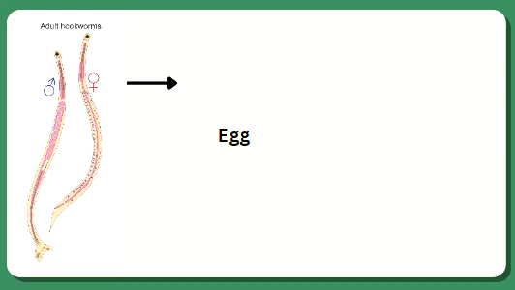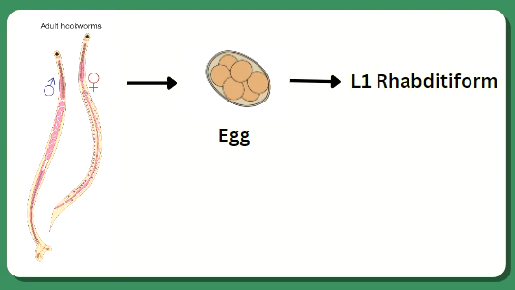A gravid female of Ancylostoma duodenale can lay 10,000 to 25,000 eggs per day, whereas that of Necator americanus can lay 5,000 to 10,000 eggs per day. Unembryonated eggs are released in feces, and the first stage rhabditiform larvae hatch out from these eggs, which then molt twice and finally become the infective stage, that is L3, and the life cycle continues.